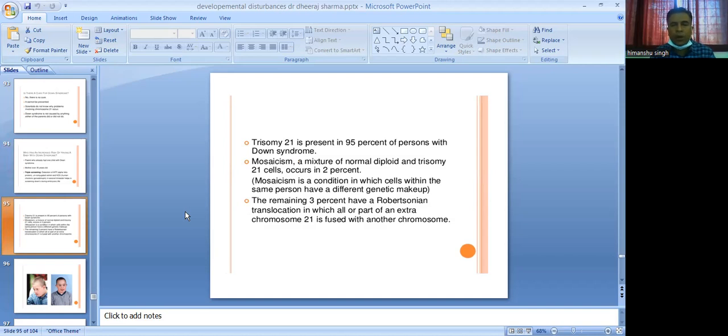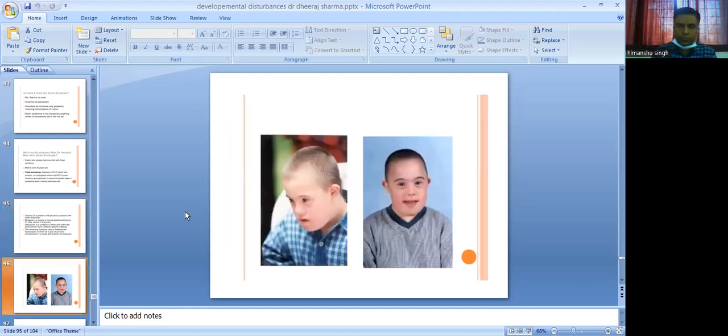Trisomy 21 is present in 94% of the cases with Down syndrome. Mosaicism is a condition where there is a mixture of normal and trisomy 21 cells, occurring in 2%. Now, mosaicism is a condition in which the cells within the same person are different. The remaining 3% have a Robertsonian translocation in which all or part of an extra chromosome 21 is fused with another chromosome. You can see in this photo the boy suffering from Down syndrome.